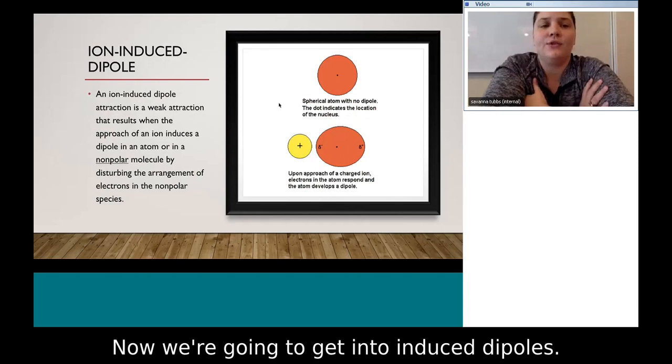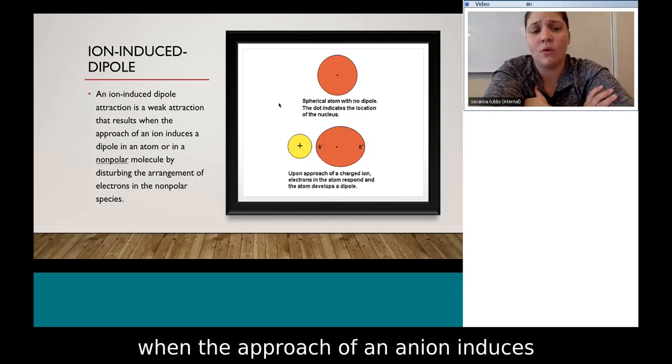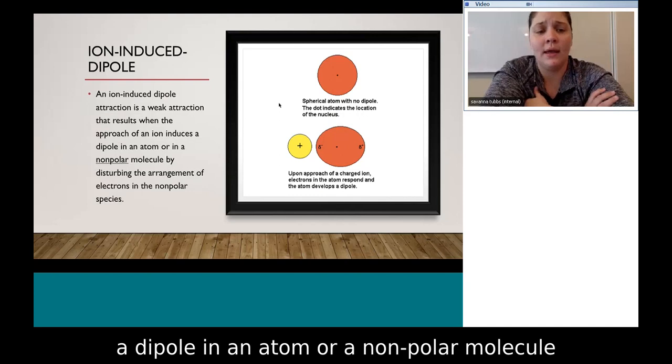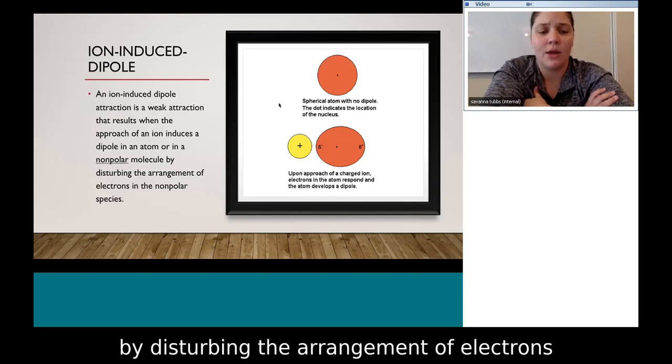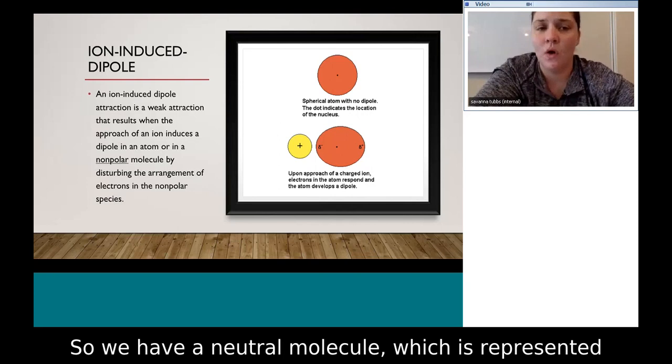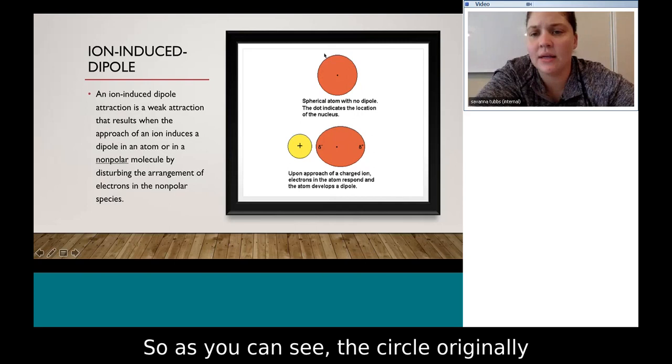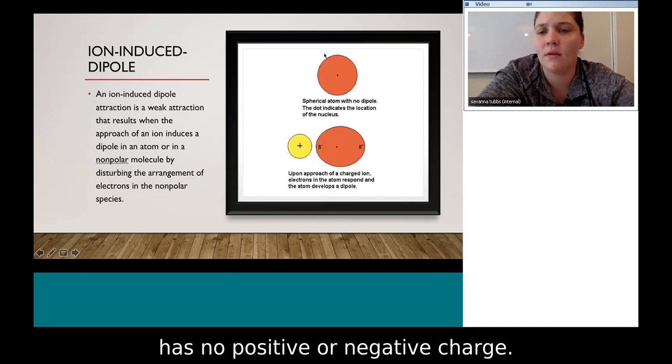Now we're going to get into induced dipoles. An ion-induced dipole attraction is a weak attraction that results when the approach of an ion induces a dipole in an atom or a nonpolar molecule by disturbing the arrangement of electrons in the nonpolar species. So we have a neutral molecule, which is represented by this little red circle. So as you can see, the circle originally has no positive or negative charge.